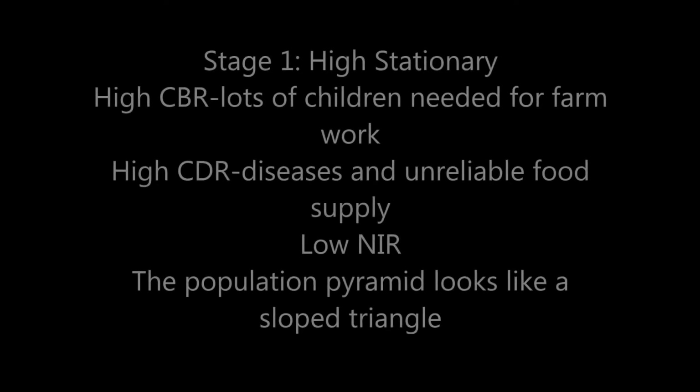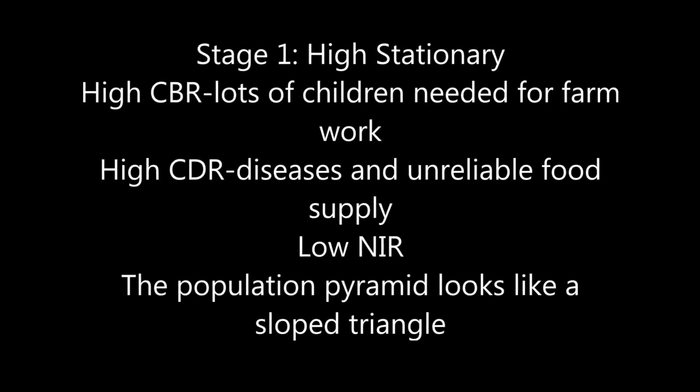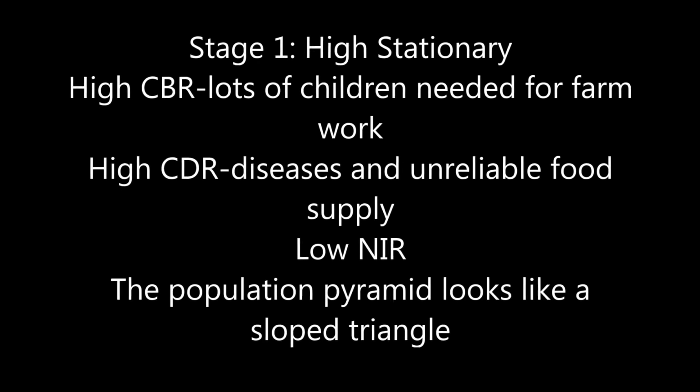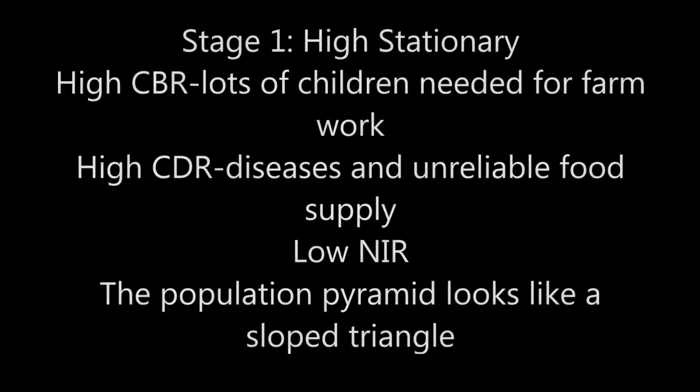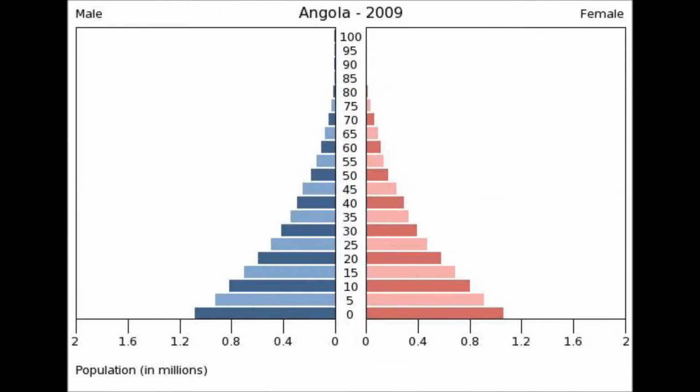Stage 1 is high stationary. There's a high CBR because lots of children are needed for farm work. There's a high CDR because of diseases and unreliable food supply, and there's a low NIR. The population pyramid looks like a sloped triangle.